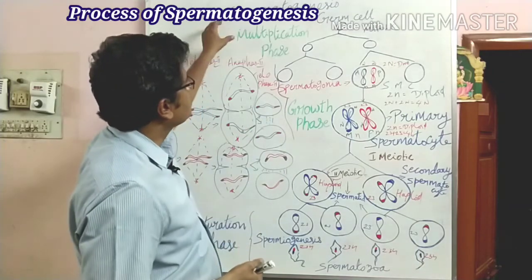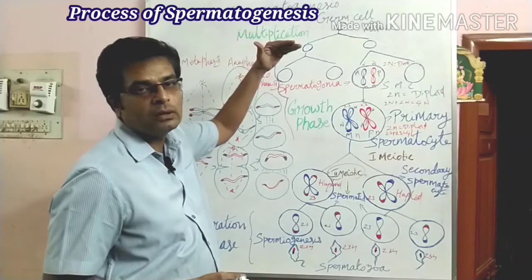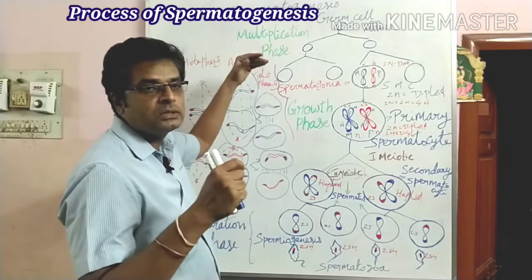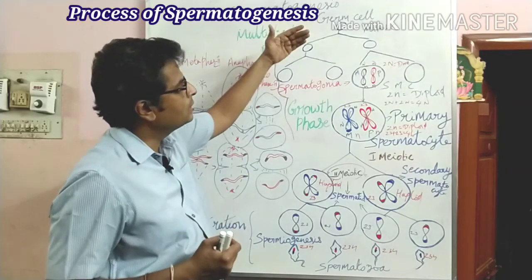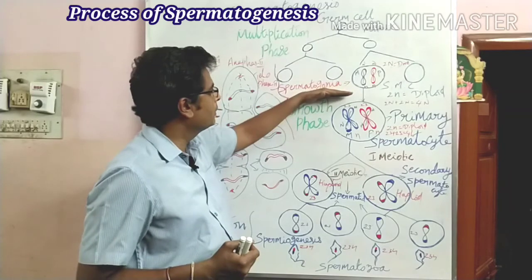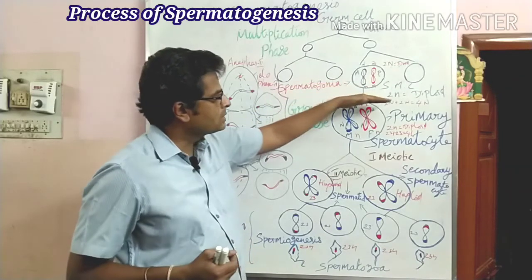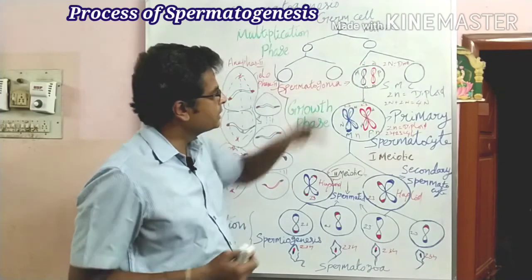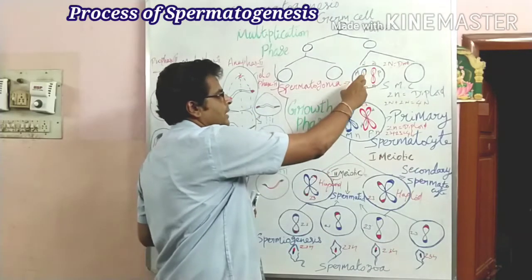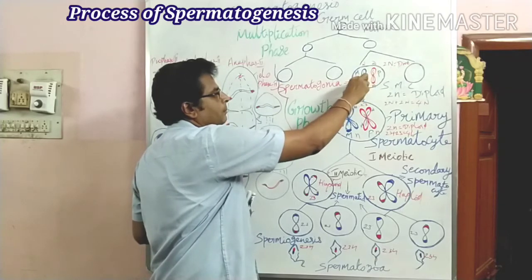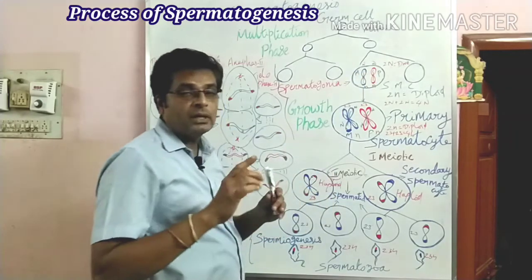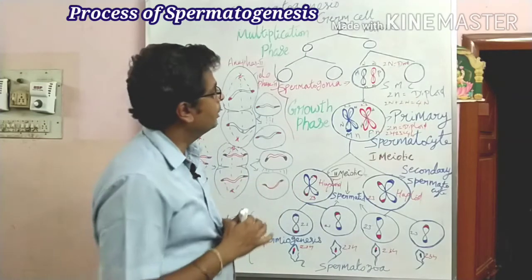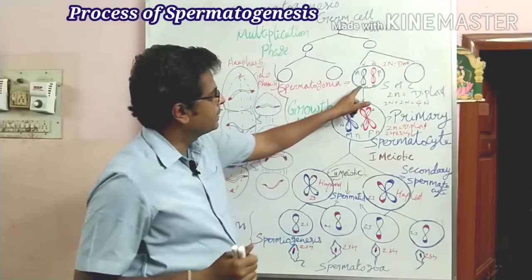Spermatogenesis is the process of formation of spermatozoa in the testes. In the testes there are seminiferous tubules with germ cells. The germ cells undergo mitotic division to produce spermatogonia, also called sperm mother cells, which are diploid. These cells contain maternal and paternal chromosomes that are homologous to each other. It is diploid, n plus n equals 2n.